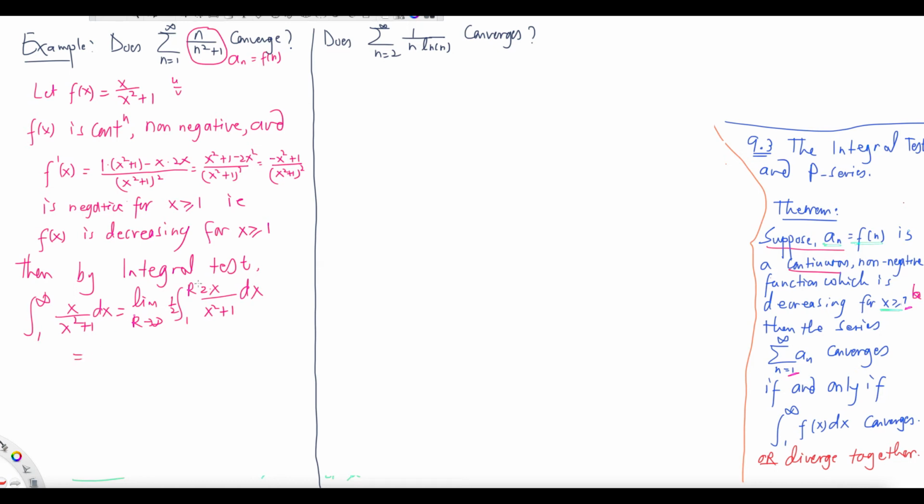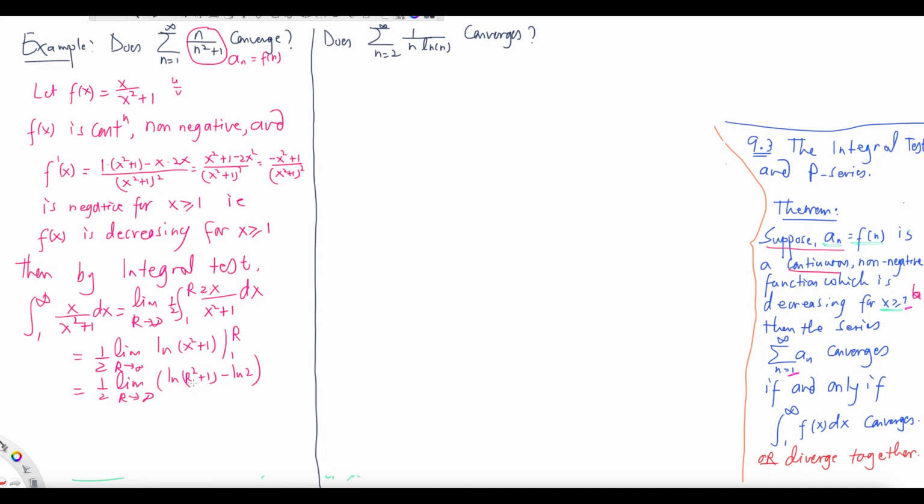Or you can do it the direct way, because I want to make the derivative of the denominator appear in the numerator, so that you can write the log of the denominator. So you can write 1/2 times the limit as r tends to infinity of the natural log of x squared plus 1, with limits from 1 to r. Now how do I do that? Plug in the upper limit, you get natural log of r squared plus 1, minus natural log of 2, because if you plug in 1, it will be 1 plus 1, which is 2.